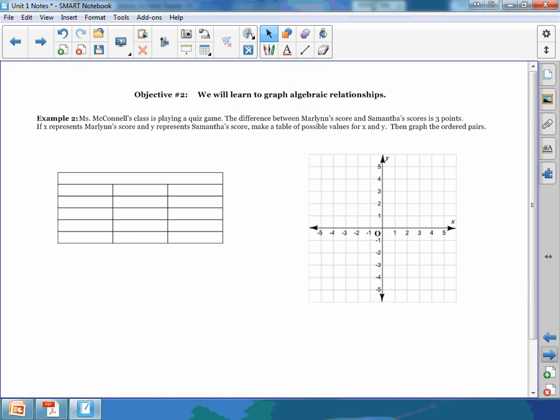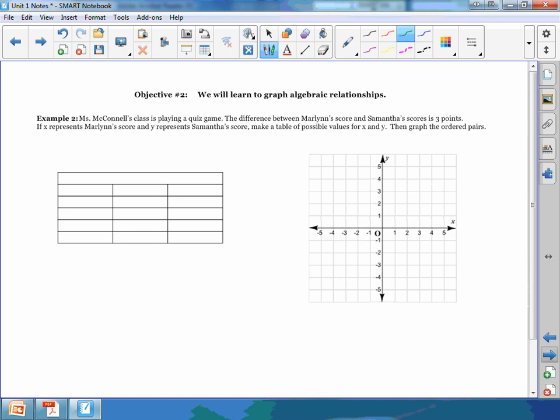Example 2 says this class is playing a quiz game. 2 kids, Marlene, Samantha, the difference between them is 3 points. X represents Marlene's score, Y represents Samantha's score. Make a table of possible values for X and Y, and graph. This is a lot of what you'll be doing here in the next couple of days. Not just plot the point -2, 5. You know how to do that.